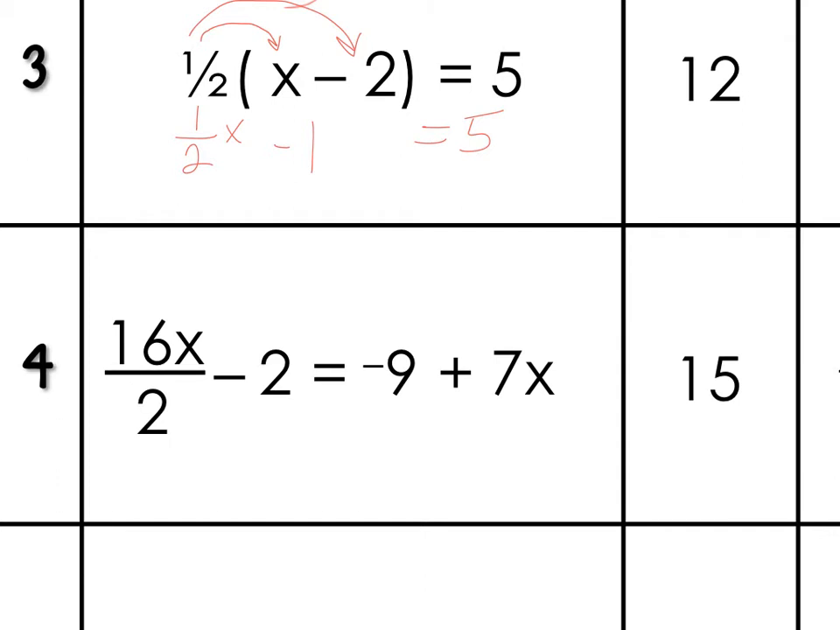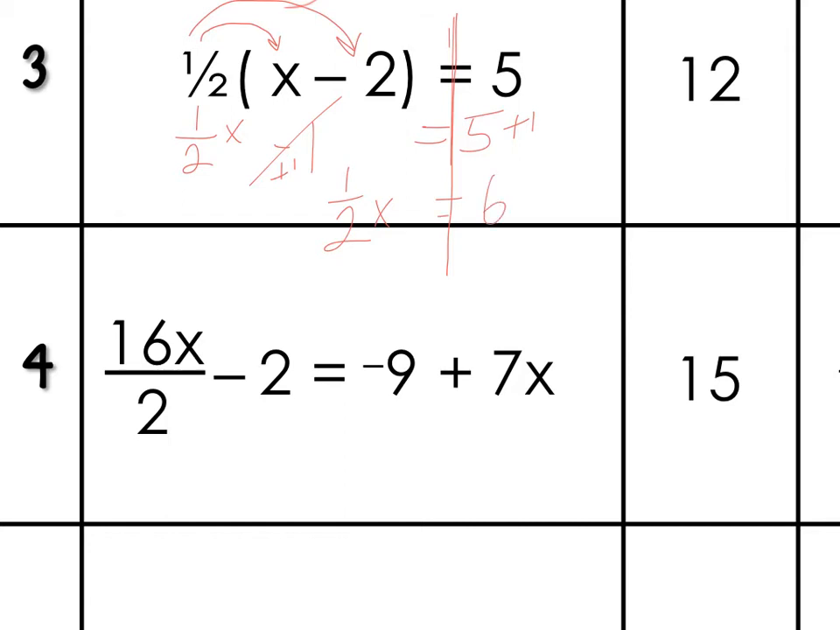We need to move subtracting 1, or negative 1, from the left to the right, right? So we can do that. Let's make that line a little longer. So let's add 1 to both sides. I'm left with 1/2 x equals 6.